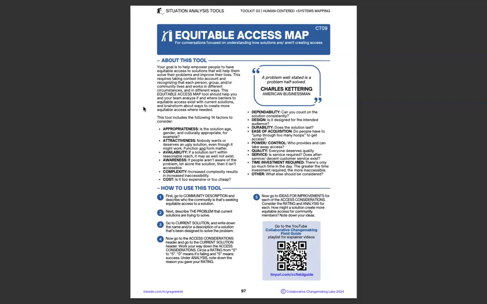Available. If a solution isn't within reasonable reach, it may as well not exist. Awareness. If people aren't aware of the problem, let alone the solution, then it isn't accessible. Complexity. Increased complexity results in increased inaccessibility, right? Complexity is one of the major factors. Think about the complex healthcare system, for example, that makes things inaccessible. Cost. Is it too expensive or too cheap, right? If things are too quote unquote cheap, people will think they're low quality and won't actually want to purchase them, right? You want to make them inexpensive.